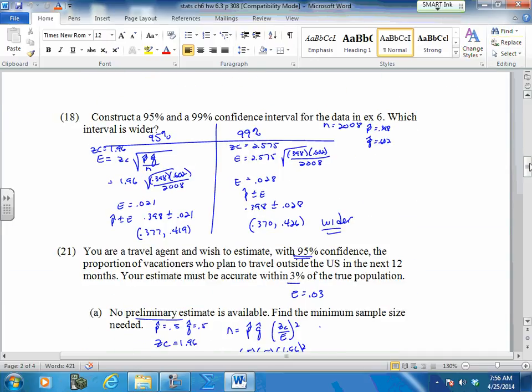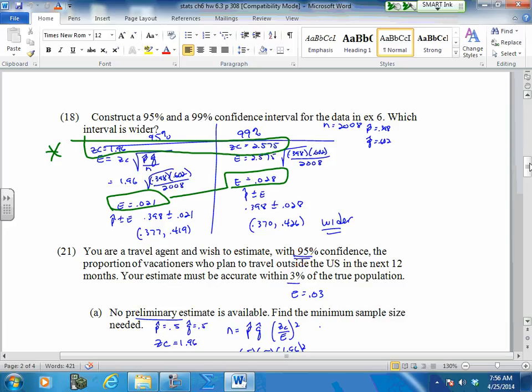Okay, 18 says construct a 95 and a 99% confidence interval from your data in exercise 6. And you did, yes. So again, this is the part that's different. See it? If you multiply by a larger number, you expect to get a larger answer. So therefore, that's going to change your margin of error. And that's the one that you notice. This is slightly larger. This is 2.1%, that's 2.8%. Gives you a little bit more leeway.